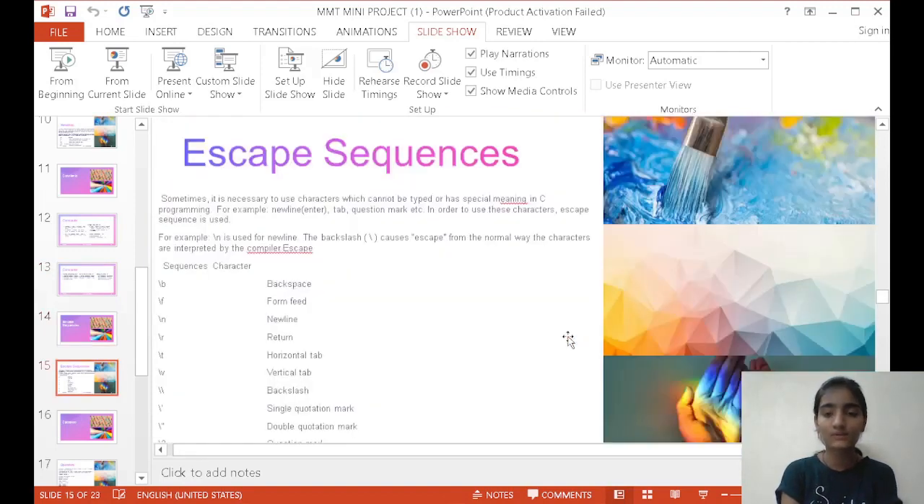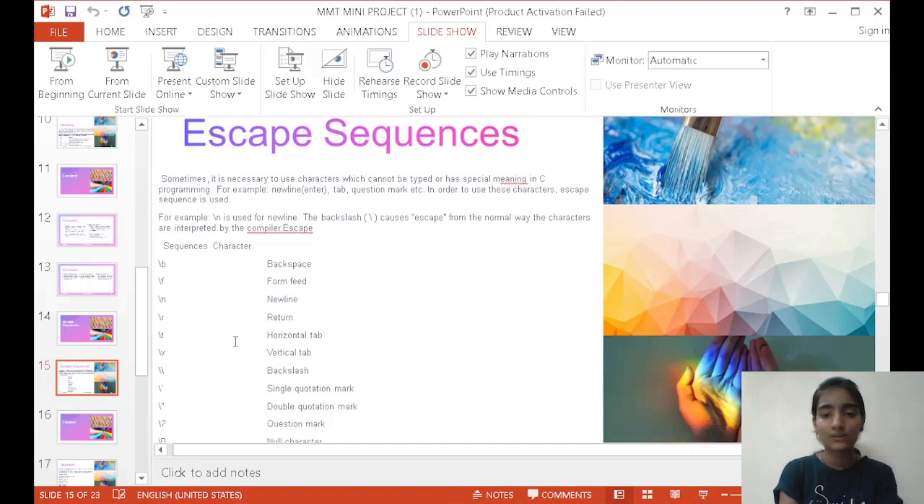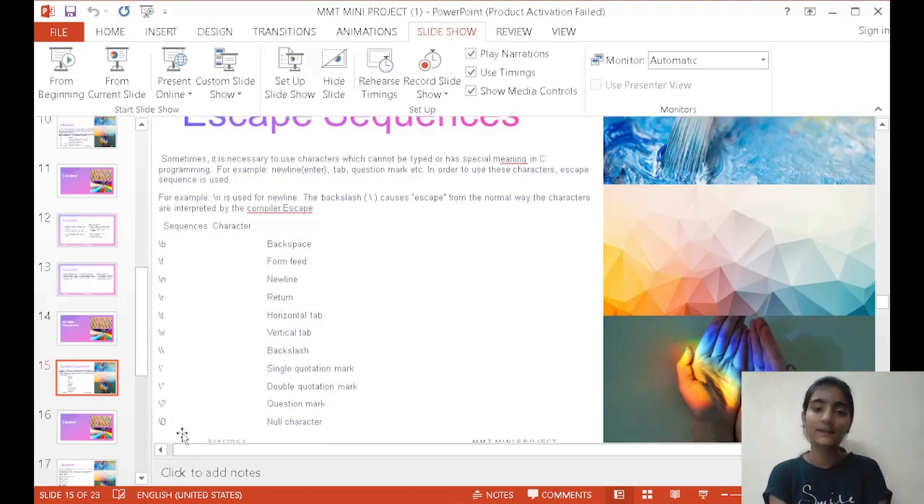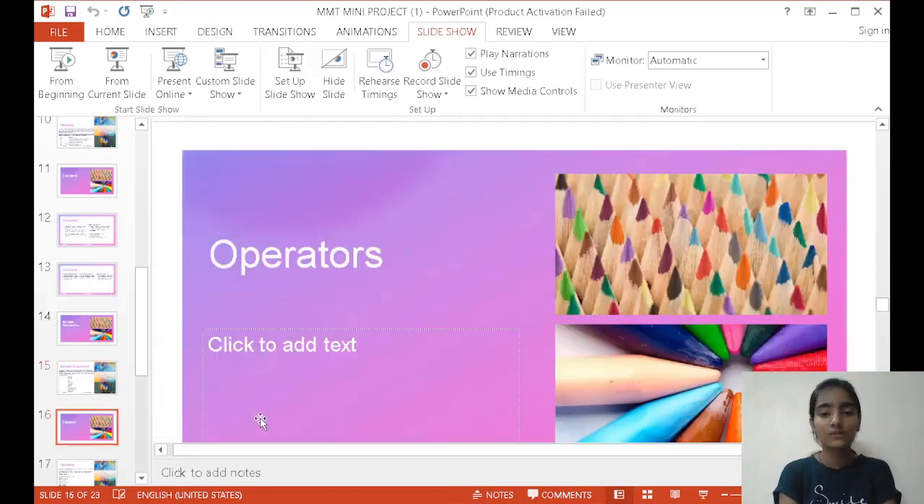Now moving further to the escape sequences. Escape sequences are execution characters, means they only work during the execution time. In C, these have special meaning. Like backspace is used as slash b in programming while we code. Then slash f means form feed, then slash n for new lines. So all these escape sequences are there. And the null character, that is the slash 0, is used for strings.